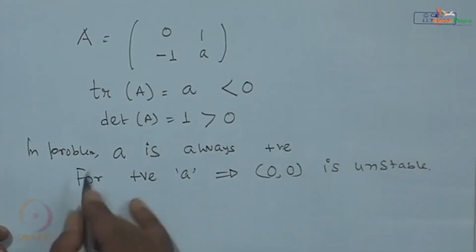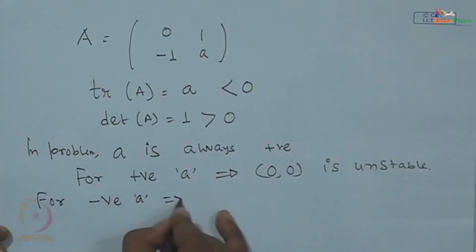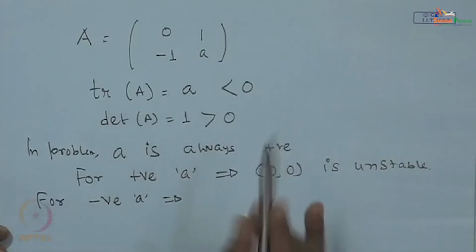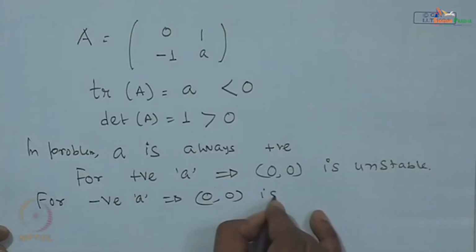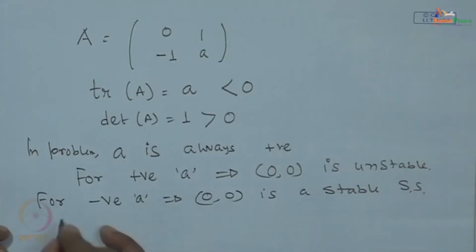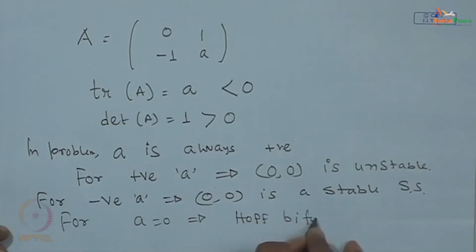On the other hand, if in the problem it was given that a is negative, for negative a, that is a is less than 0, the trace condition is satisfied, then this 0 0 is a stable steady state. For a equal to 0, we have the Hopf bifurcation, because trace becomes equal to 0, that presents a Hopf bifurcation point.